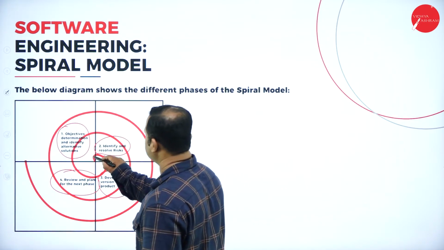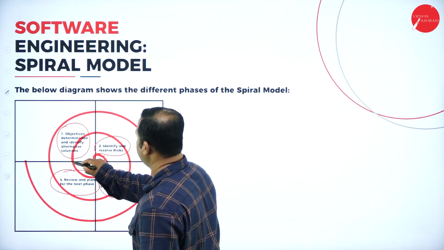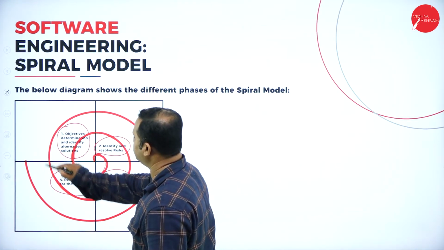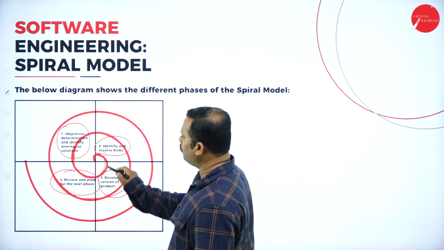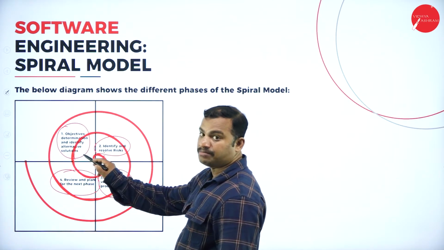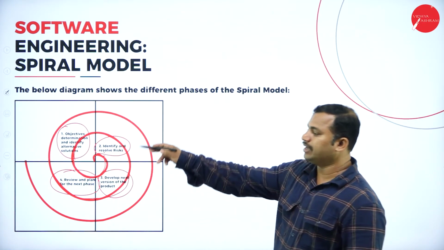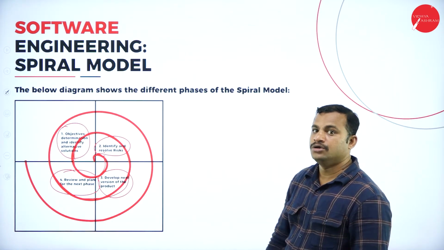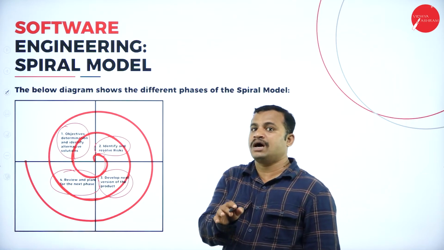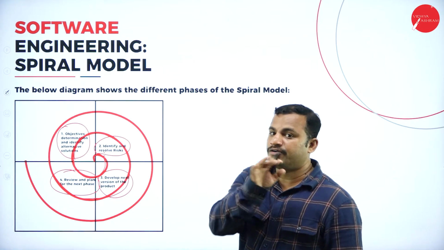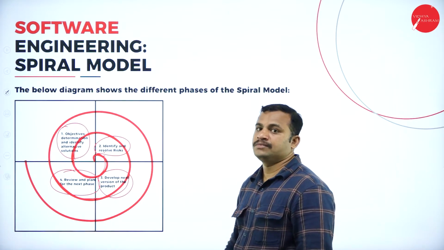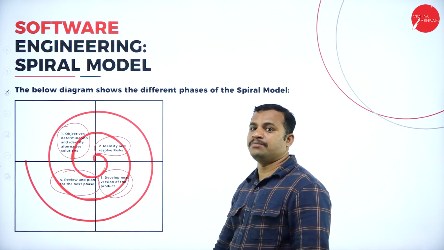Suppose this is considered as one of the phases, one of the loops, which ends at the next loop. So one round indicates 4 phases are completed. Another round, another loop, indicates another 4 phases are completed. So each loop is going to work with different phases of the spiral model.